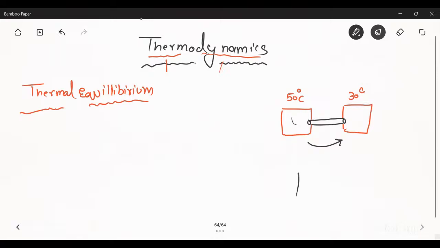Now, a condition comes where they both reach a common temperature, say 40 degrees Celsius. If they both attain 40 degrees Celsius, what will happen? Heat does not flow. So this is known as thermal equilibrium. When there is no flow of heat, or they have the same temperature, that is known as thermal equilibrium.